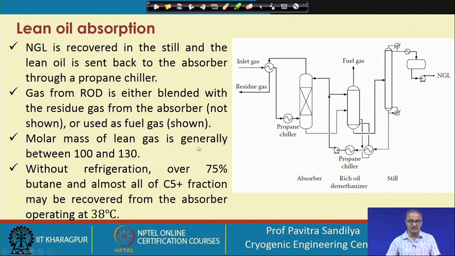Now, the molar mass of lean oil is generally between 100 and 130, because many oils can be used. Without refrigeration, over 75% of butane and almost all of the C5 plus fraction may be recovered from the absorber operating at 38 degrees centigrade. So, this is a typical figure shown here: the heavier hydrocarbons, that is butane and C5 plus, meaning pentane, hexane, etc., may be completely recovered from the natural gas at 38 degrees centigrade, and about 75% of butane may be recovered.